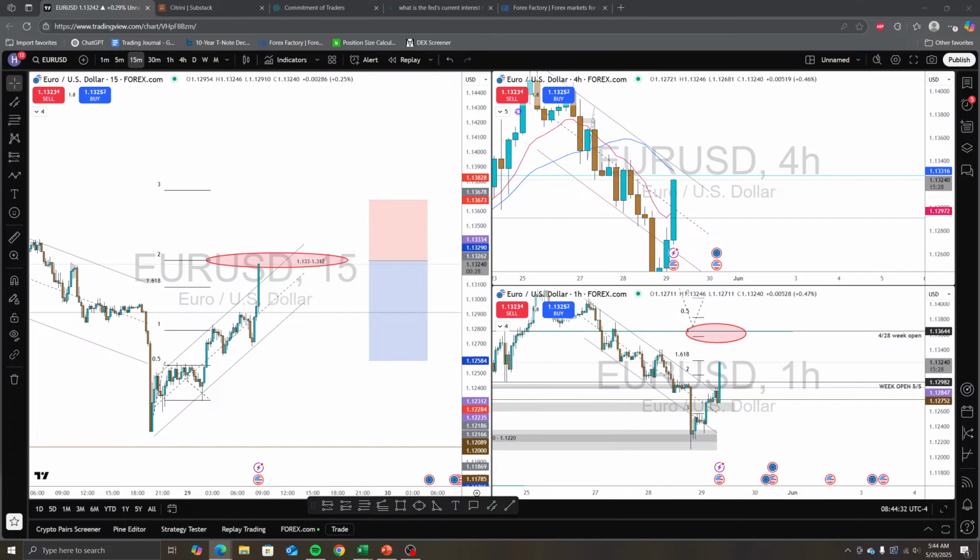So looking to go short around 1.133 to 1.132 levels, and waiting for a trade signal, price action, to get my entry and know where to place my stop.